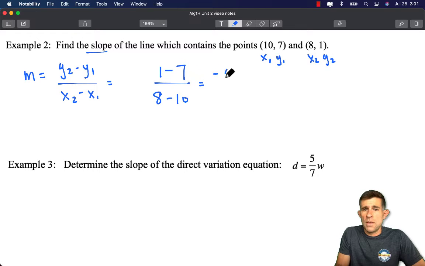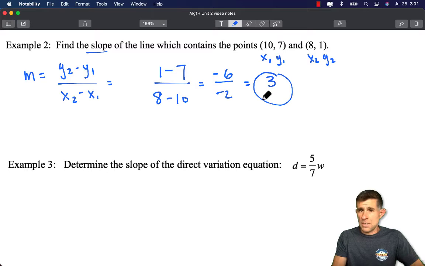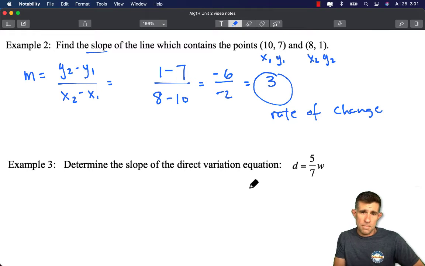That's going to give me negative 6 over negative 2. A negative divided by negative will result in a positive. That'll be 3 over 1, which I can simplify to just 3. So here is my rate of change between these 2 points, (10, 7) and (8, 1).